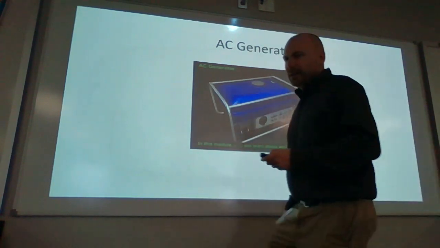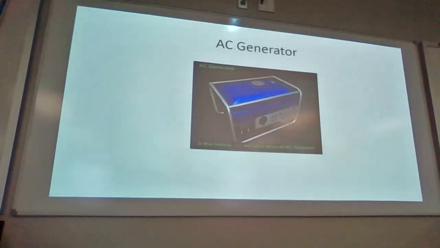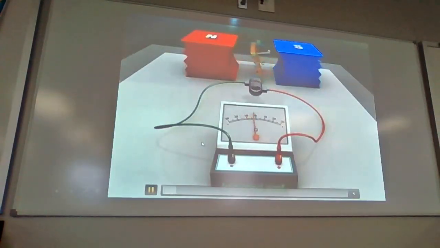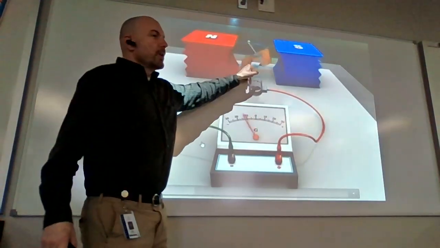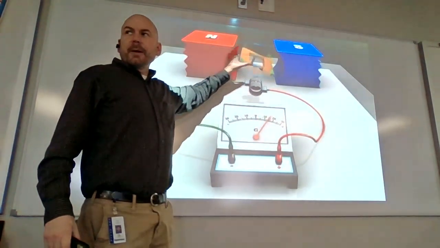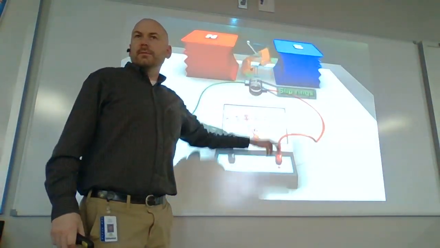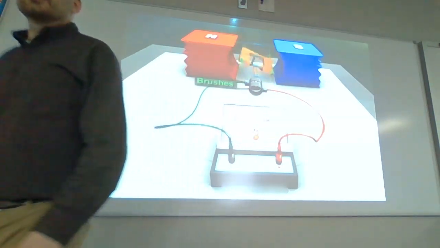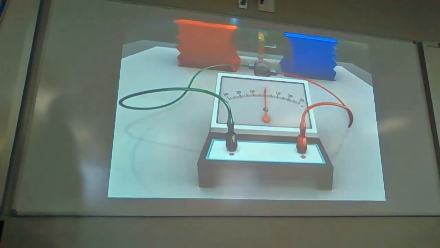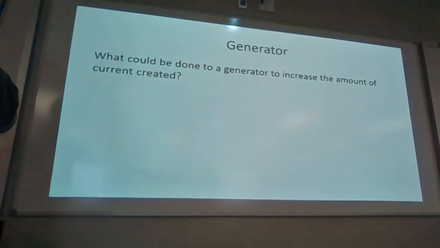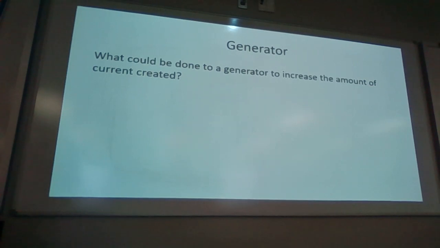But it's making an alternating current. Here's another visual of that same thing. As we rotate this wire loop in this magnetic field, it creates a current that's going back and forth, switching direction: alternating current. Good with that? Okay.